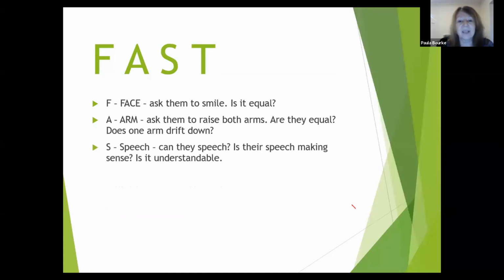Speech: can they speak? Are they making sense? Is it slurred? If any of these signs are there, it's time to get help fast, because it's all about time is brain. So it's important that you teach this, not just to your staff, but to everybody in the community. This is the start point, because if the community doesn't recognize when a patient's having a stroke, they're never going to get to you to be able to do anything about it in the hospital.